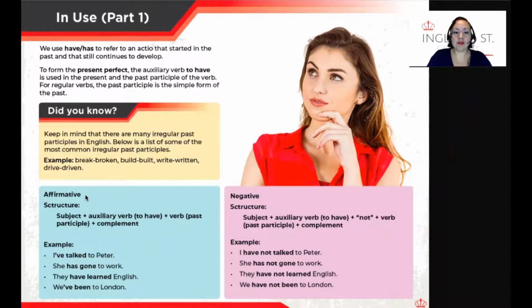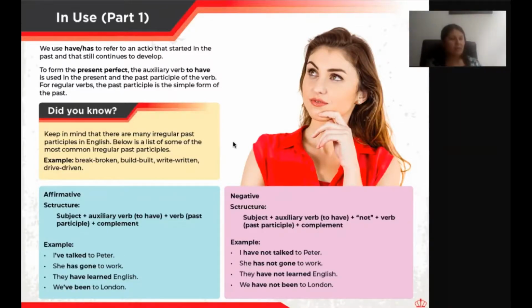Paula, can you please read the affirmative structure, and then Roman, can you please read the negative structure of the present perfect? Okay. Affirmative, the structure is subject plus auxiliary verb to have plus verb in the past participle plus complement. The examples: I've talked to Peter. She has gone to work. They have learned English, and we've been to London.